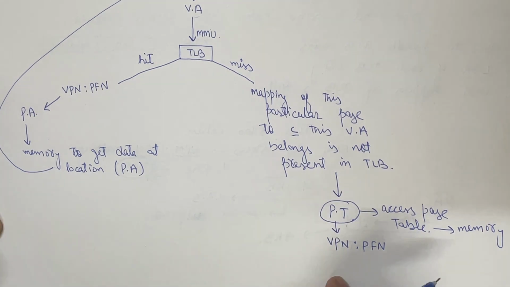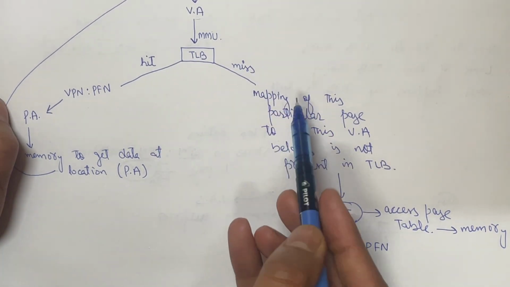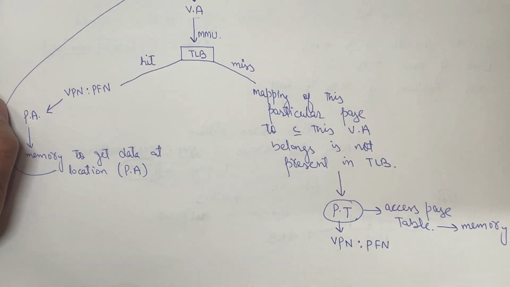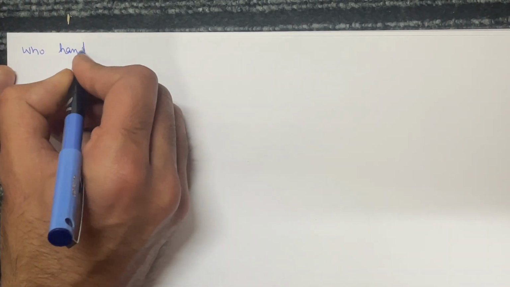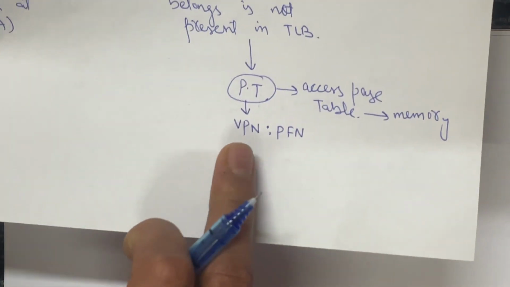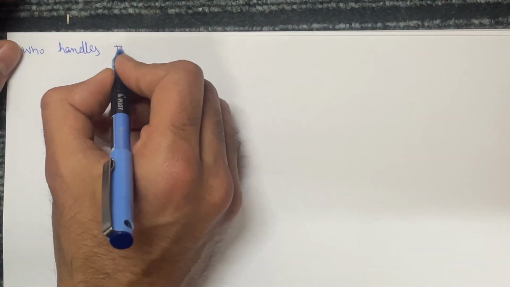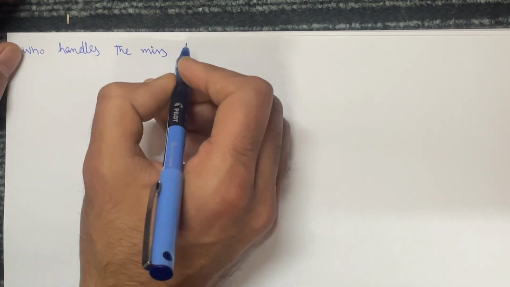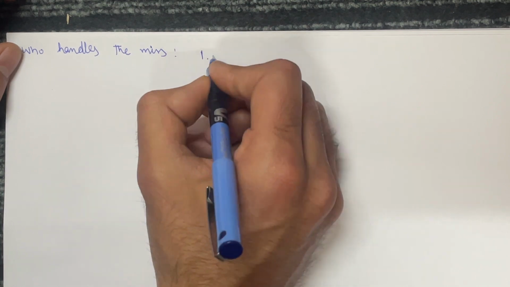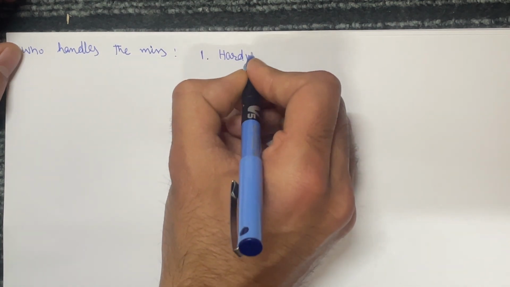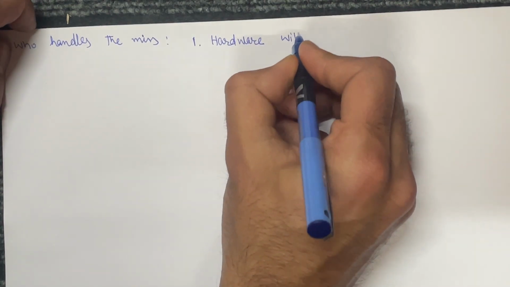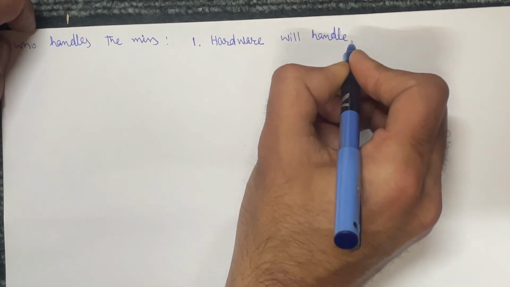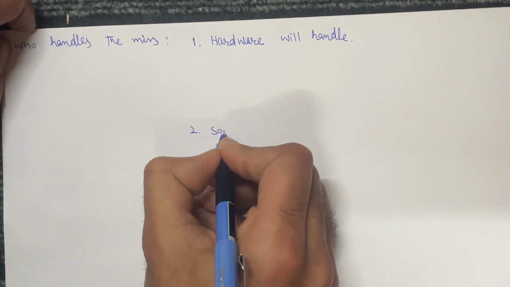But before going forward, let's see who goes to the page table. What I mean to say is, who handles the miss? We will come again to this particular discussion, but first let's see who handles the miss. So there are two possibilities. The first possibility is to make hardware responsible to handle the miss, so hardware will handle the miss. And the second possibility is that software will handle the miss.